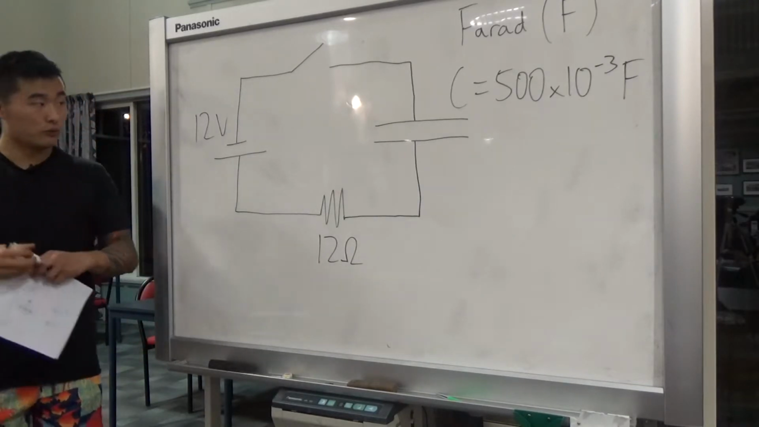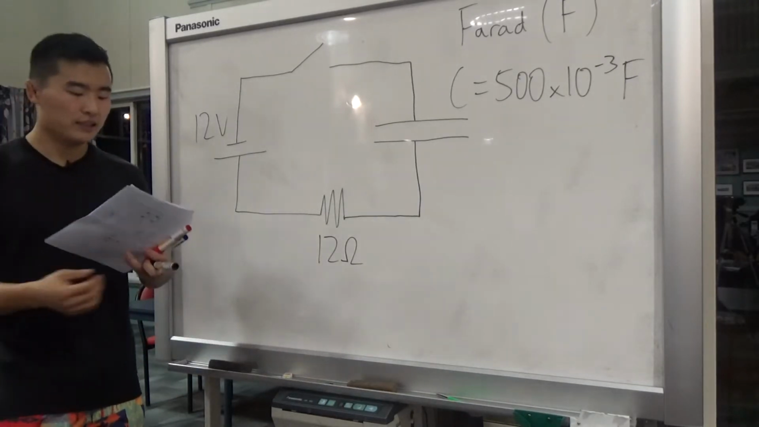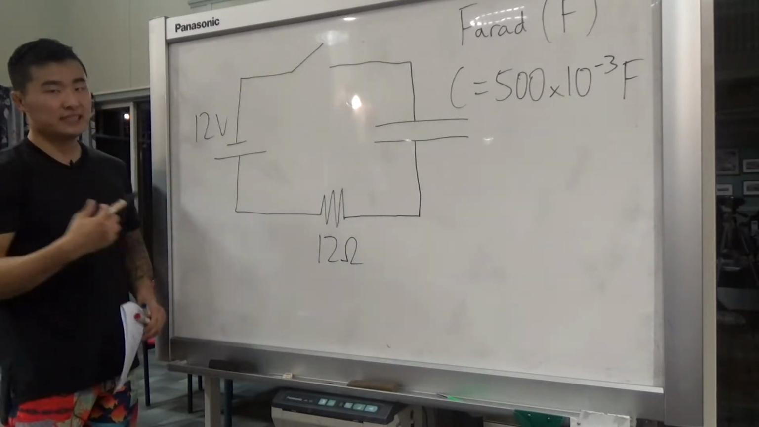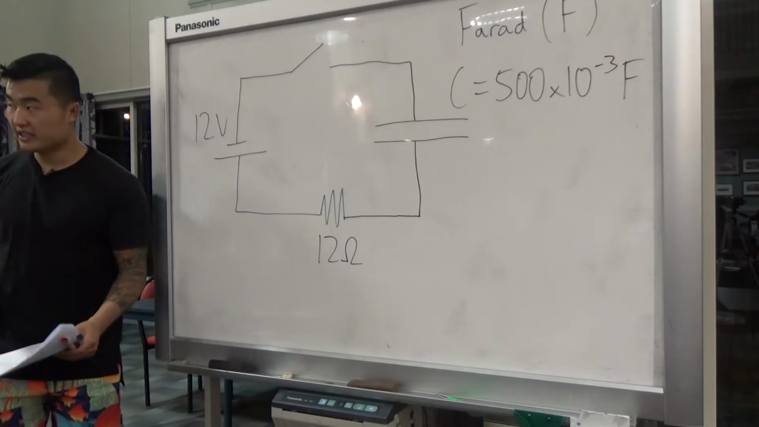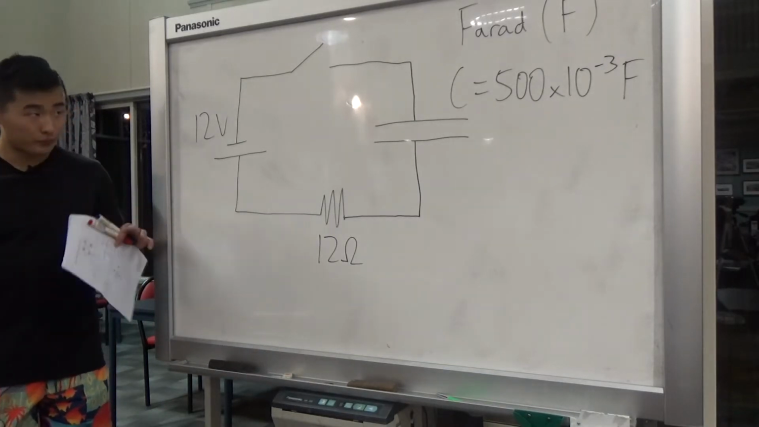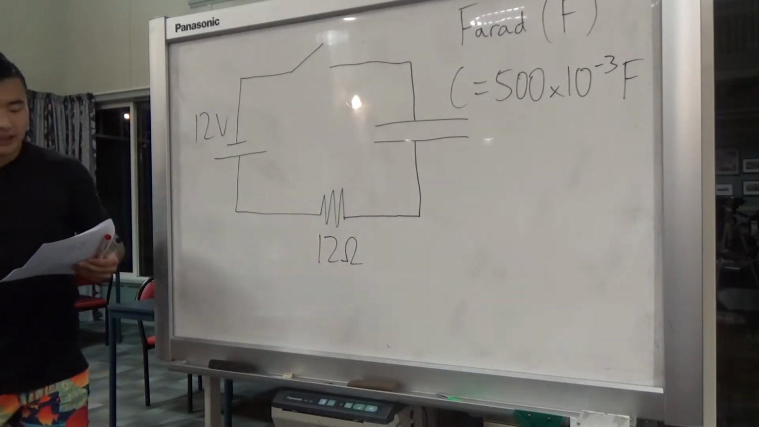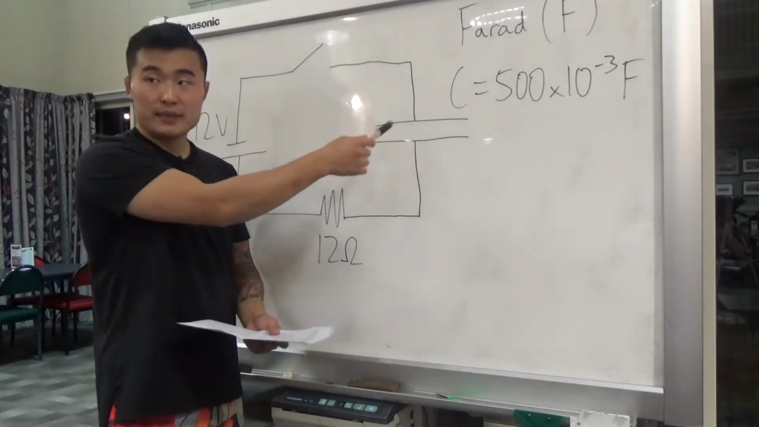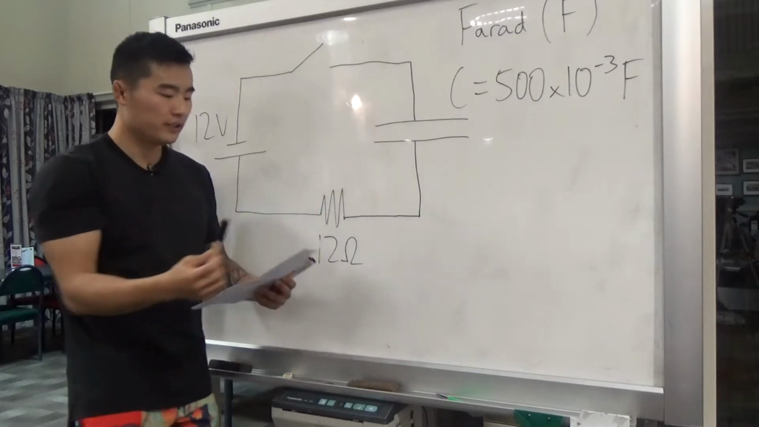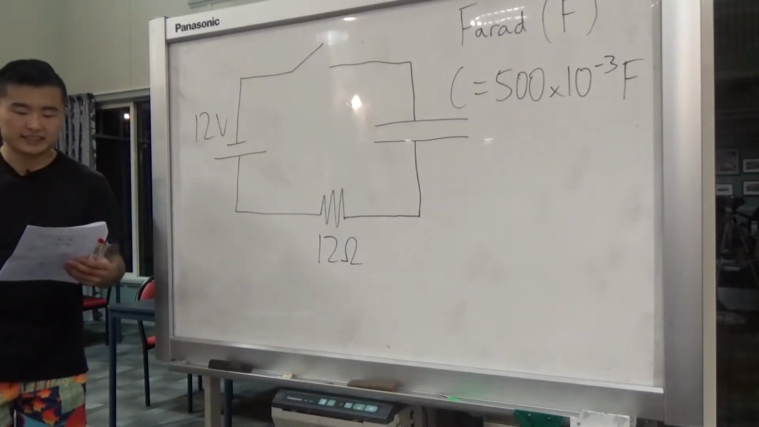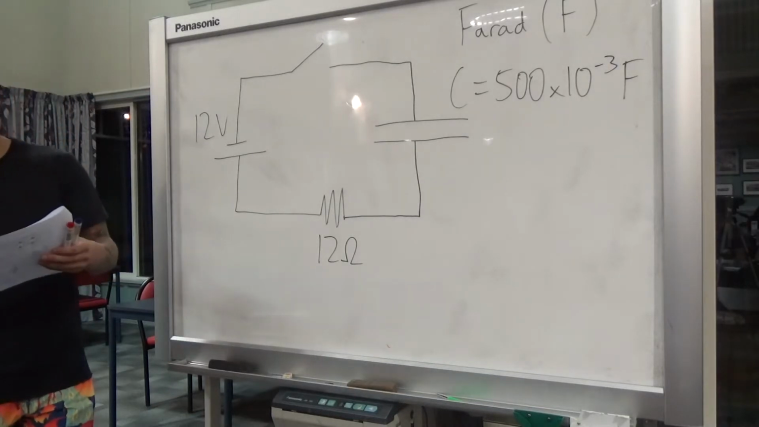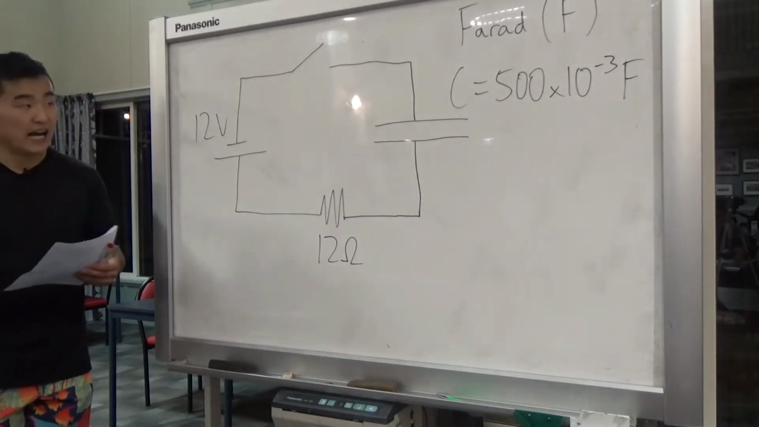So we want to know what will happen when the switch is open. It means that charge can't flow through the circuit. And initially there is no charge on these capacitor plates. So it says the capacitor is initially discharged. Which one of the following statements best describes what you would observe after the switch is closed?